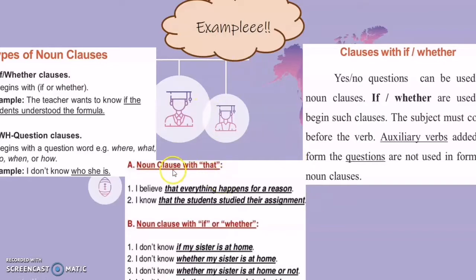So, for noun clauses with that: I believe that everything happens for a reason. I know that the students studied their assignment. If the noun clauses start with if or whether, you can see: I don't know if my sister is at home. I don't know whether my sister is at home. I don't know whether my sister is at home or not.